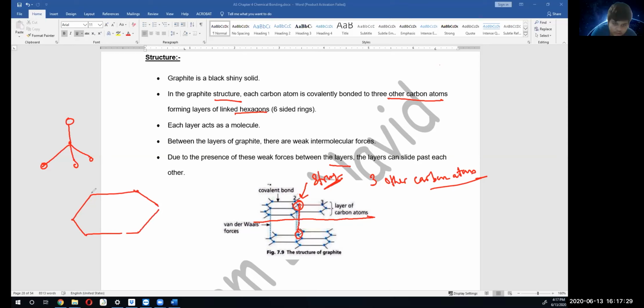Sir, the 4th carbon atom is not visible, so is it not linked? It's not linked.